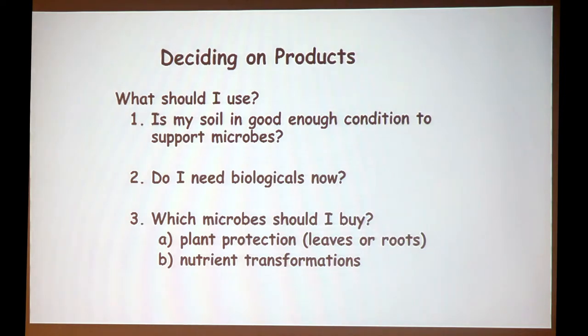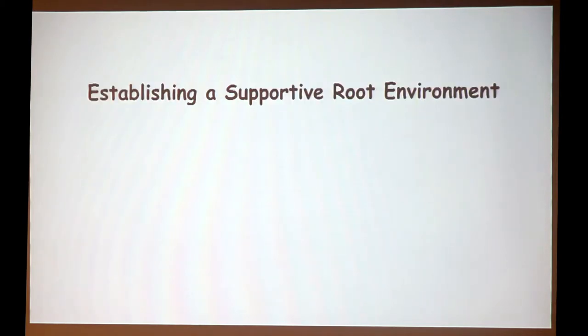Which one should I buy? Well, we've already talked about that in general, but what kind of problems am I trying to address here in the root zone? Do I need plant protectants, either for the leaves or the roots? Or do I need something that'll help me with nutrient transformations? There are products marketed for each of these. Streptomyces lydicus is a great insect control microbe. It doesn't do a thing for nutrient transformations, but it's a great microbe to control fungi and some insects on the green part. Nutrient transformation, of course, is a question related to the soil.